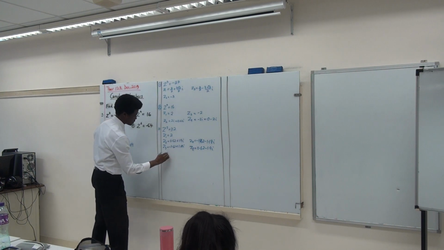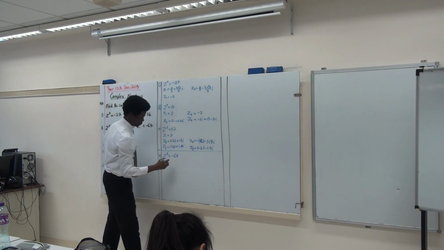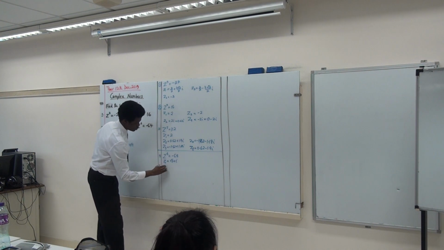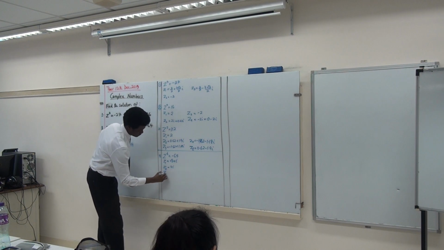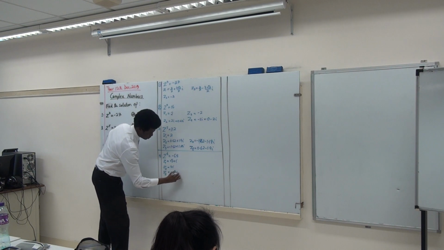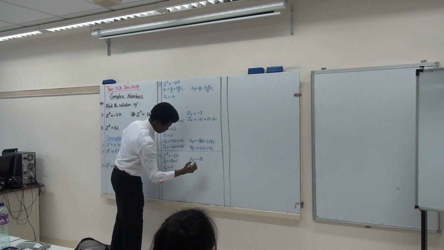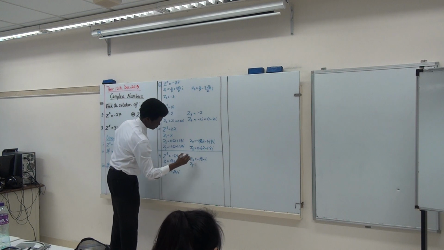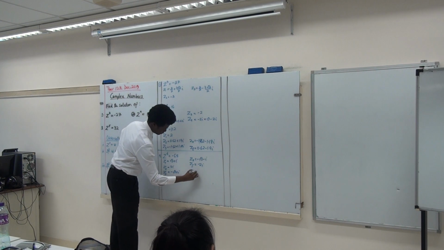Finally, Z to the power 6 equals negative 64. Z1, root 3 plus i. Z2, 2i. Z3, negative root 3 plus i. Z4, negative 2i. Z5, Z6.